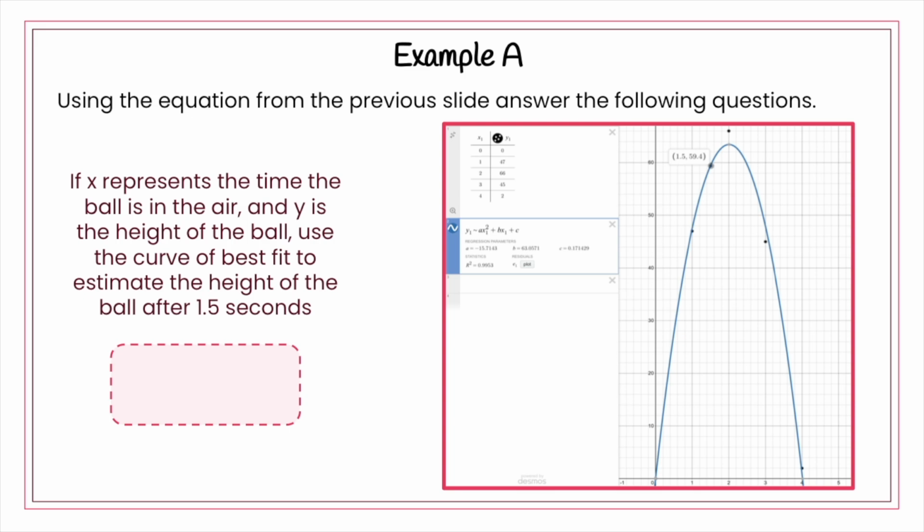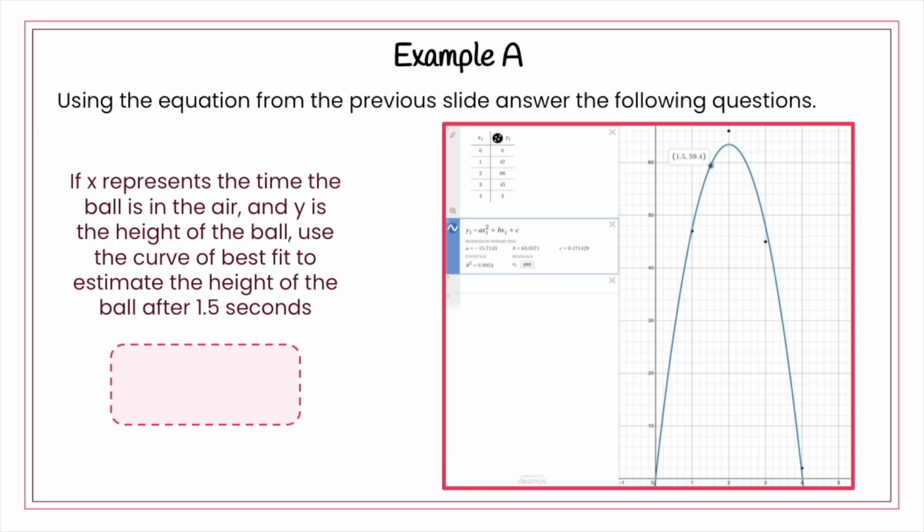So it says, using the equation from the previous slide, answer the following questions. If x represents the time the ball was in the air and y is the height of the ball, use the curve of best fit to estimate the height of the ball after 1.5 seconds. So we can look at our table and see that we don't have 1.5, so we're going to have to estimate that using the curve of best fit.